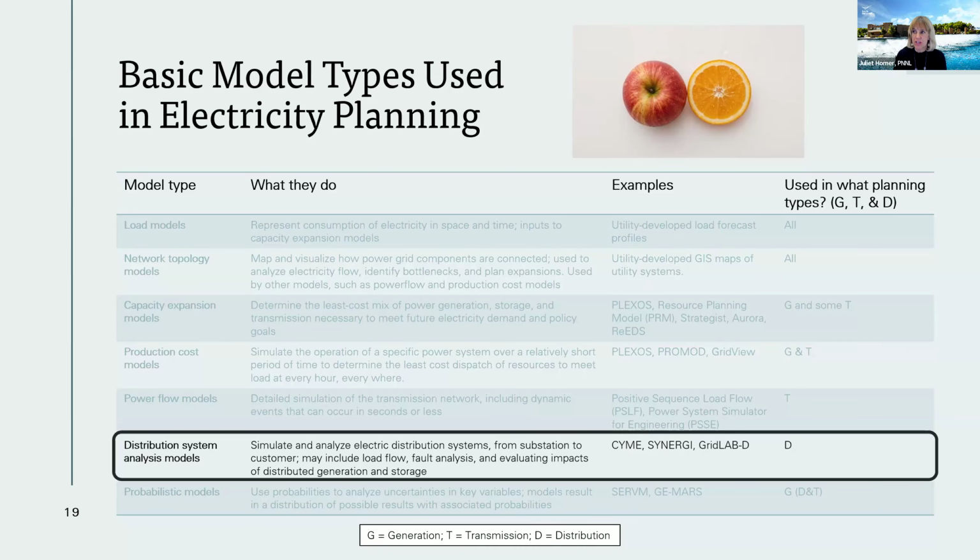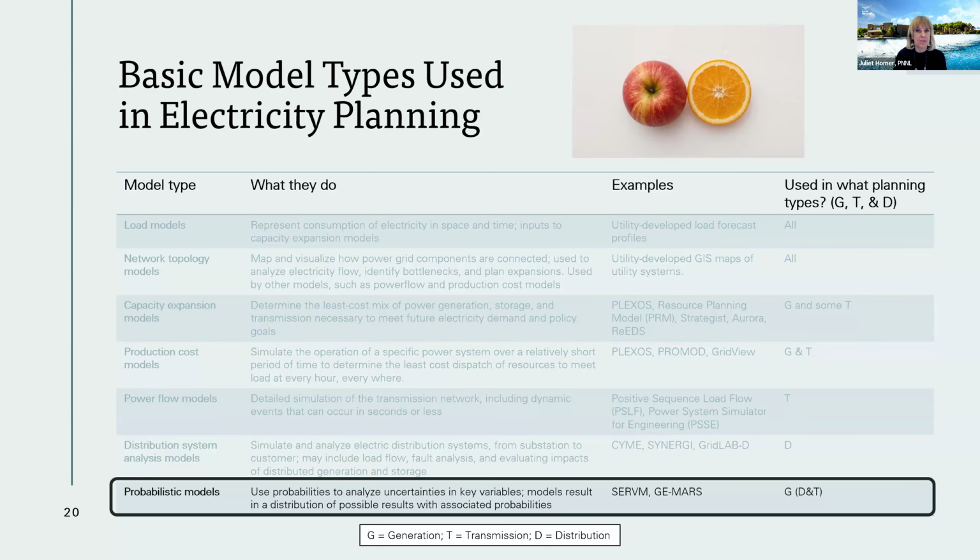So if we have apples and oranges, this last type of model may be a bit of a banana. It's an analysis model, but a different type of analysis model. So this is probabilistic models. And these are used to understand probabilities and uncertainties in key variables for different types of analysis. So this model results in a distribution of possible results with associated probabilities. So this is really important for generation planning, but can also be used in distribution and transmission planning.